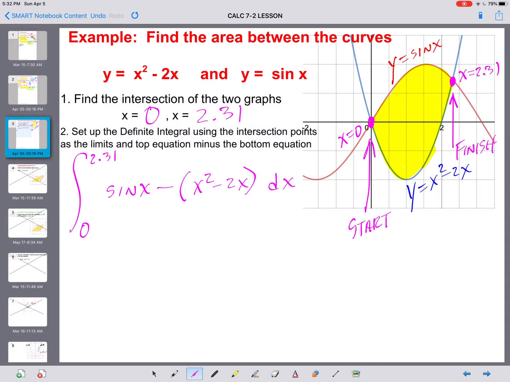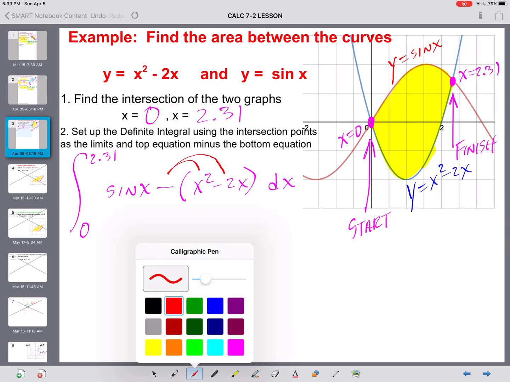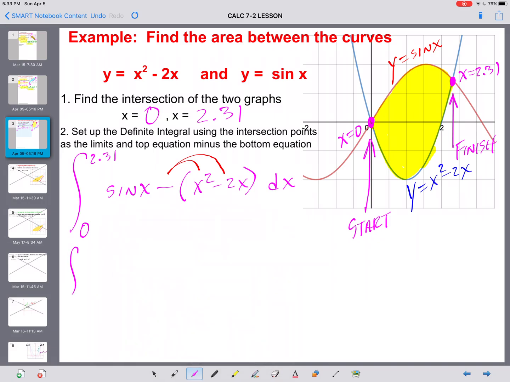Why did I put the parentheses around the x squared minus 2x? I definitely put parentheses for a reason. Yes, we have to distribute this negative. We got to distribute to here and to here. So let's do that right now. Here we go. 0 to 2.31. It's sine of x, and it's going to be minus x squared and then plus 2x dx. There it is. Let's do antiderivatives.